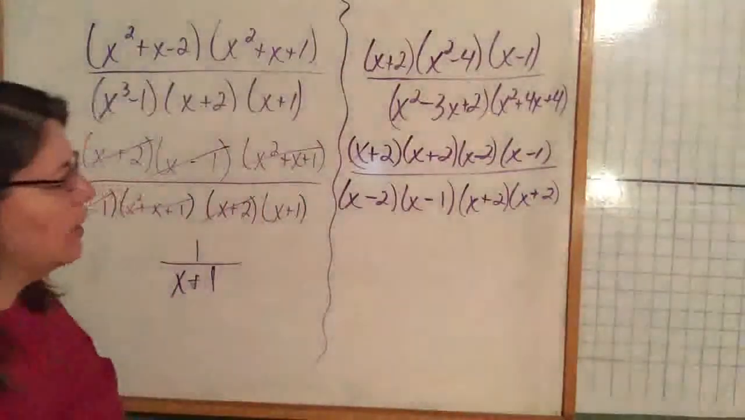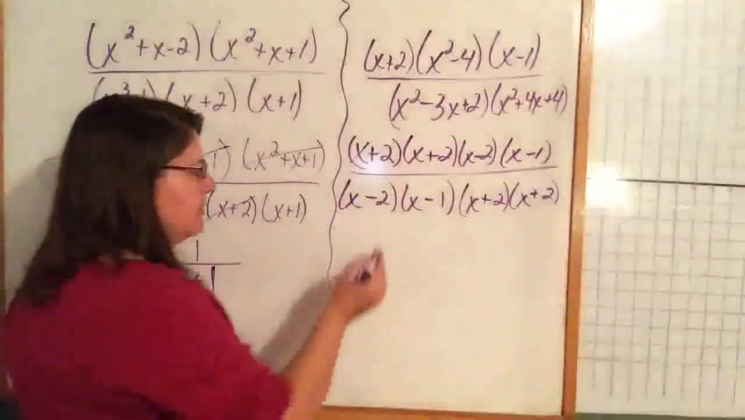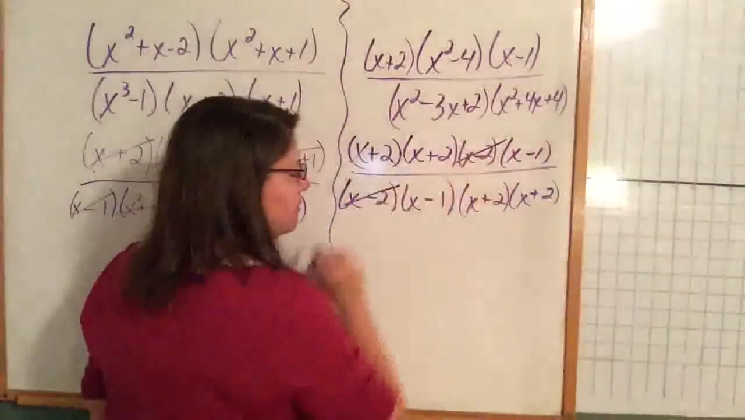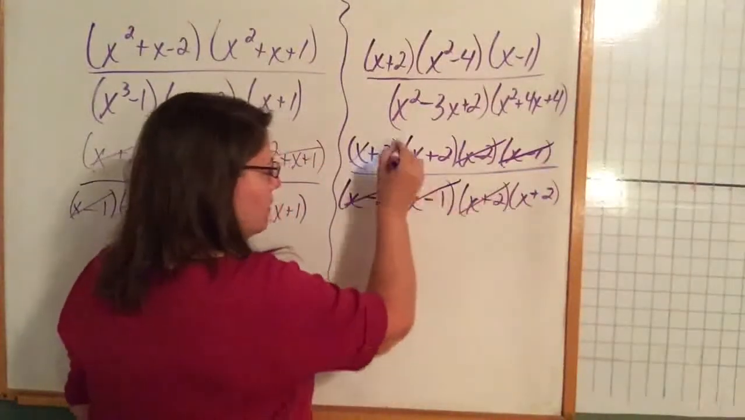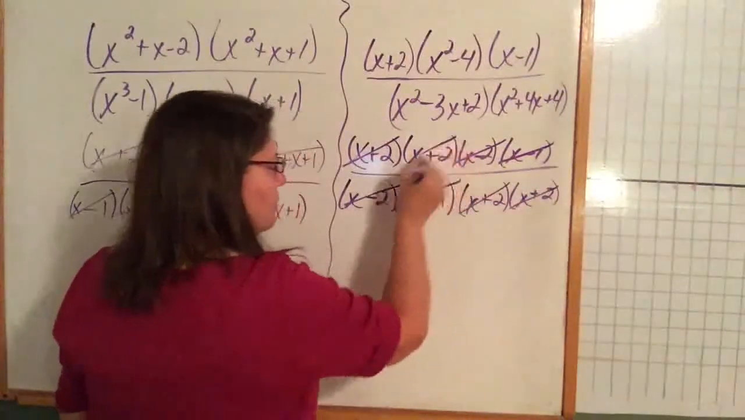All right, so let's look at what we have. This x minus 2 will cancel with this one. This x minus 1 will cancel with this one. This x plus 2 cancels with this one. This x plus 2 cancels with this one.